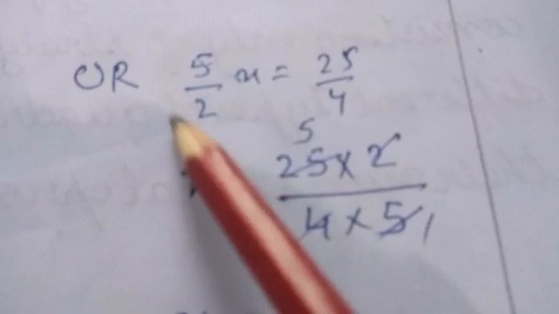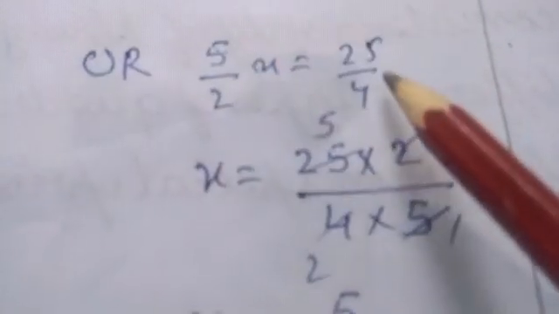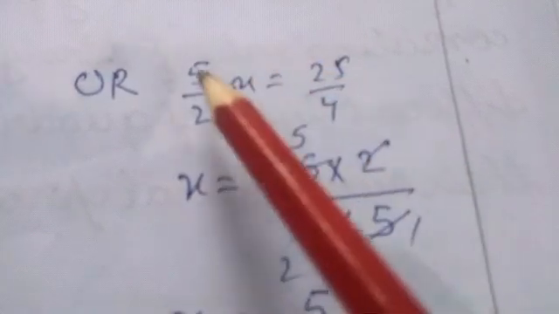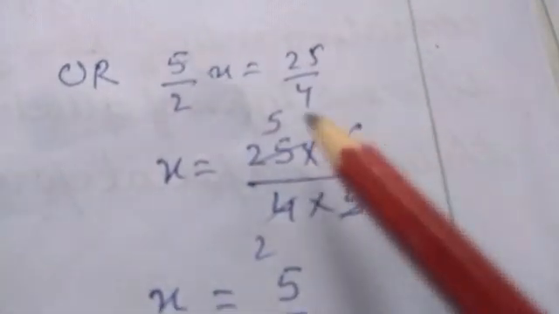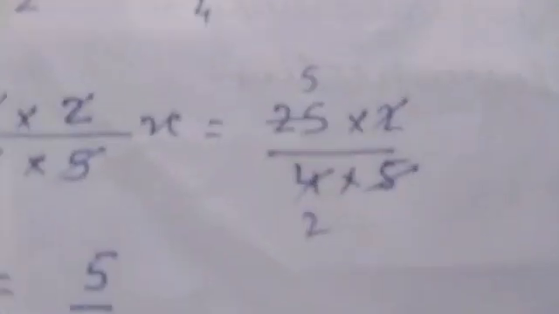Or the same thing can be done in this way also. See, this is what? 5 by 2x means what? 5 by 2 into x. So 5 by 2 into x, when 5 by 2 will go this side, it will become division. That means 2 will multiply with 25 and 5 will multiply with 4. So 25 into 4 divided by 4 into 5. Simplify this, you will get this answer 5 by 2. Correct? Both are same.